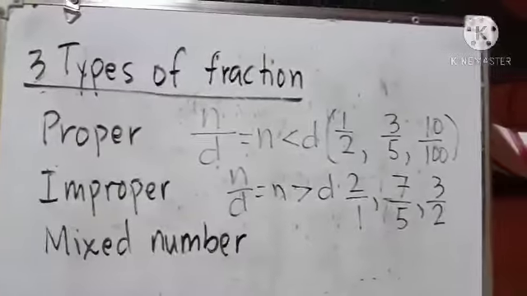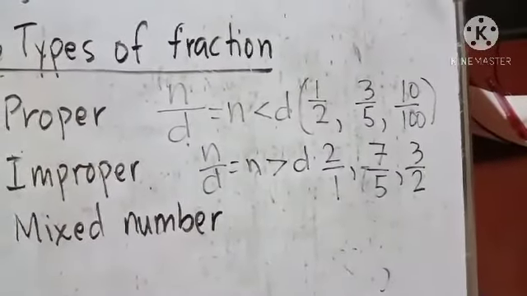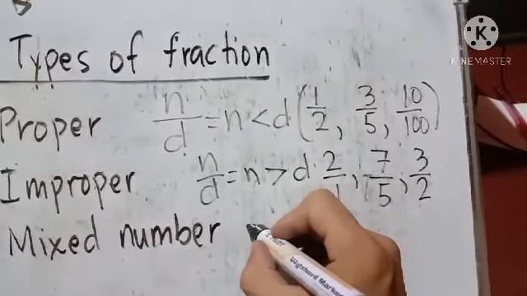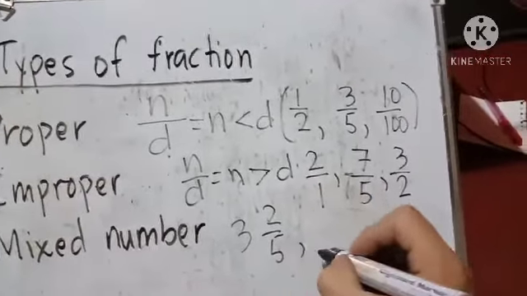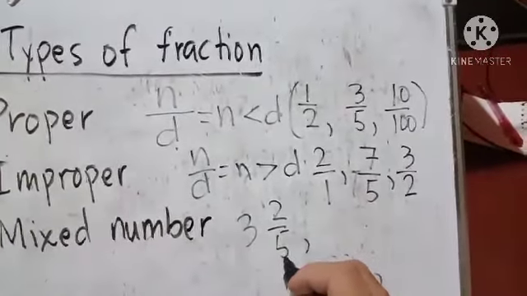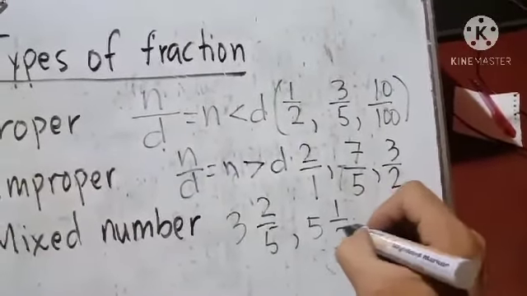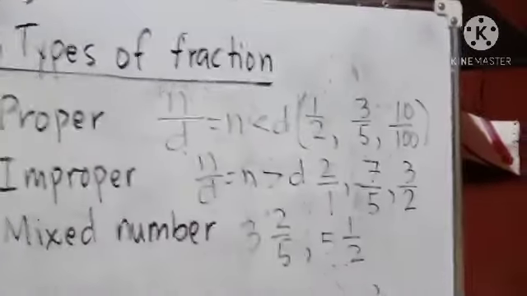Now how about mixed number? For a mixed number, we have a whole number with a fraction. For instance, we have 3 and 2/5. It has a whole number in a fraction form. Then 5 and 1/2. Those are examples of a mixed number.